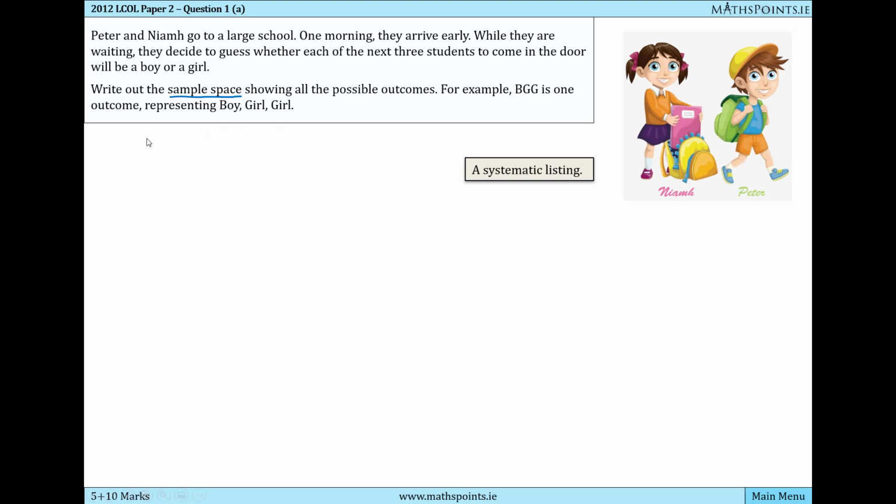So here we're just going to list out what are all the outcomes for three students walking through the door in the school. So they could be boy, boy, boy; boy, boy, girl; boy, girl, boy; girl, boy, boy; boy, girl, girl; girl, boy, girl; girl, girl, boy; or girl, girl, girl. So this is all the possible outcomes of three students walking through the door of the school.